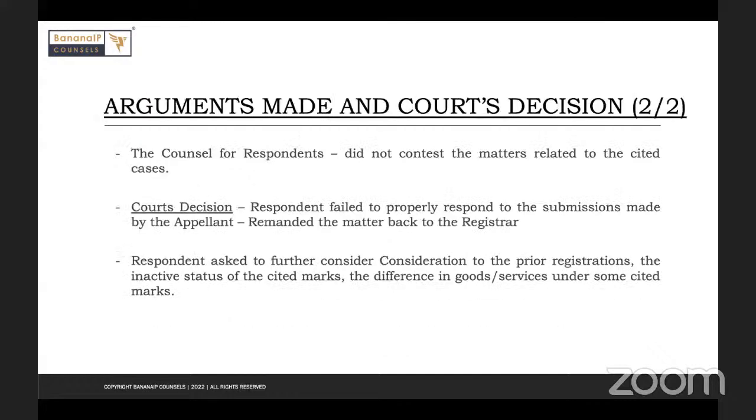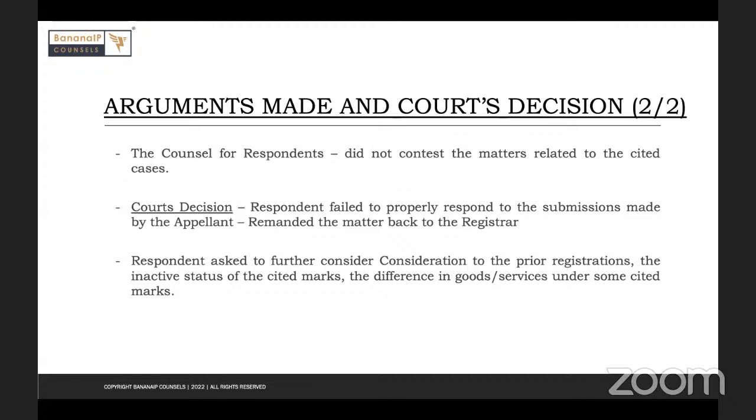Following these submissions, the court sought any arguments from the respondents in this regard, but the counsel for the respondent did not contest the matters related to the cited cases at all. Failing any submissions, the court's decision said that the respondent had failed to properly respond to the submissions made by the appellant in this case and remanded the matter back to the registrar.